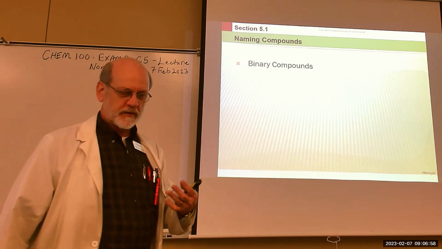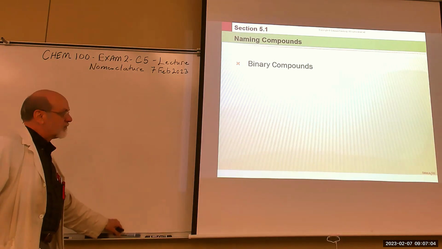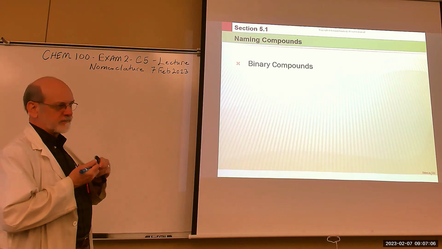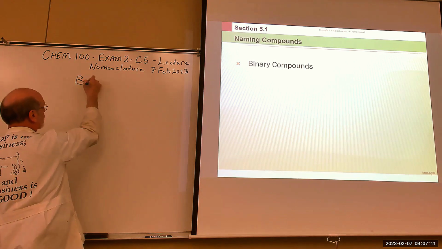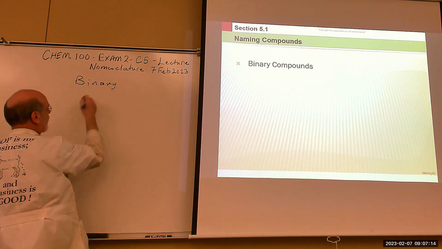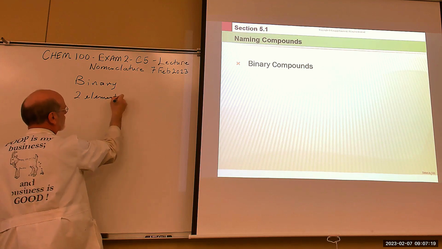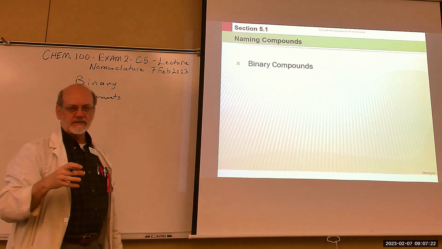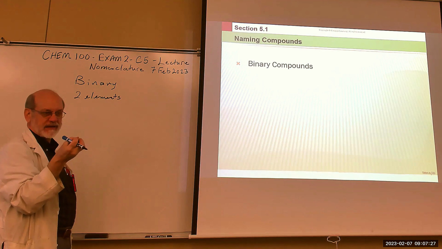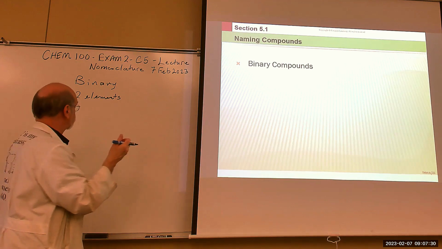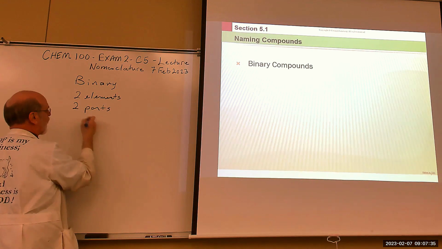So our model for naming compounds is going to be the binary compound. The binary compound simply has 2 parts to it. Your book may reference that as 2 elements. But it doesn't have to be just elements. We'll find out later that you can have groups of elements bound together so tightly that they behave as a single unit. So I'd rather say the binary has 2 parts.